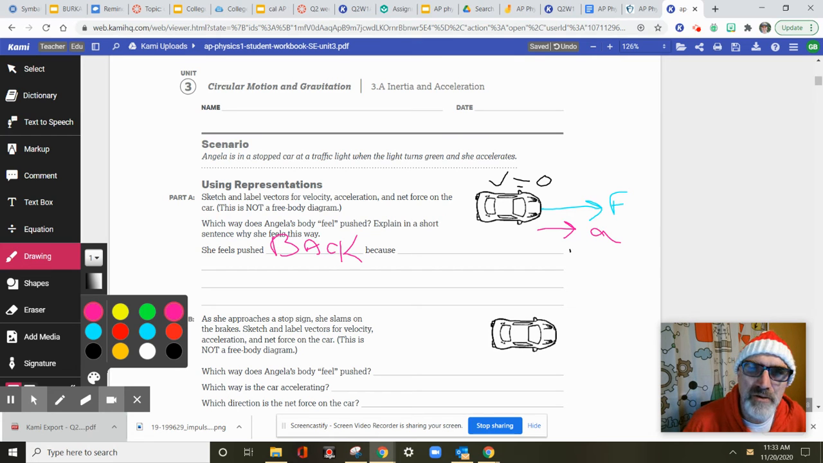Well, she's at rest, and according to Newton's first law, she wants to stay at rest until the car is moving underneath her. So she feels the back of the seat pushing her forward while her head remains at rest. It feels like something is pushing her head back.